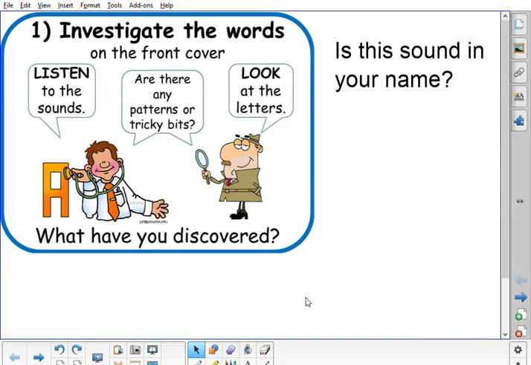Welcome to your new spelling zapper. Step 1. Investigate the words on the front cover. Listen to the sounds very carefully. Look at the letters carefully. Are there any patterns or tricky bits? What have you discovered? Is this sound in your name?